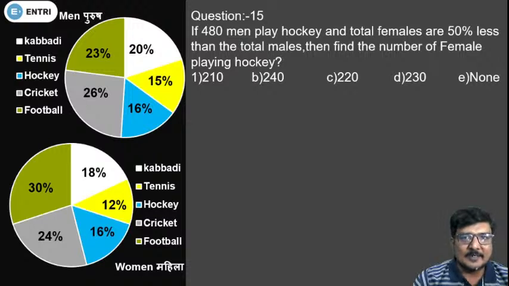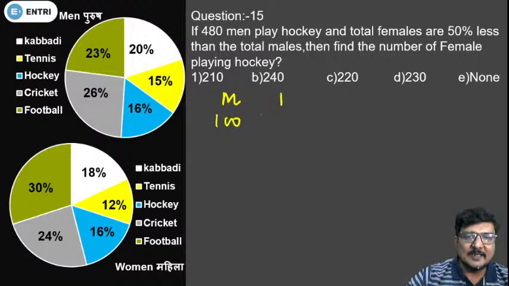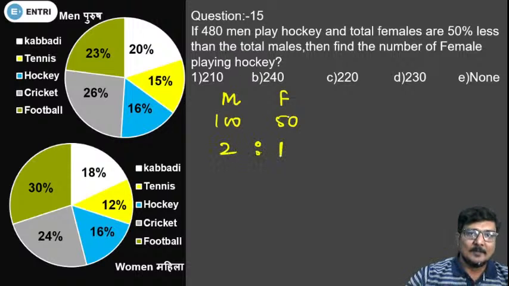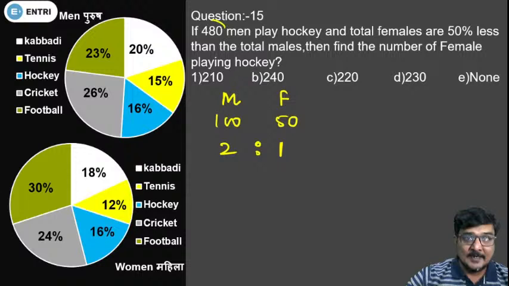Nadi has given option number C. Okay, Nadi. Now what have we been provided? We have been provided that females are 50% less. It means if males are 100, then females are 50. So the ratio comes out 2:1. And 480 men play hockey, 16% play hockey.